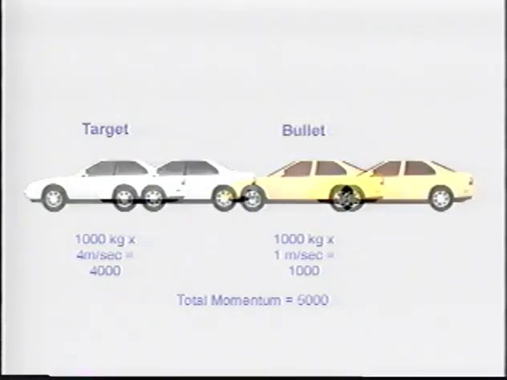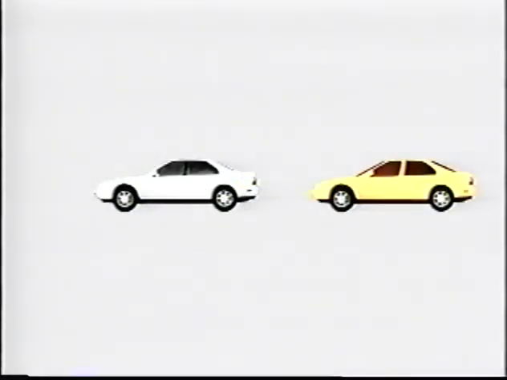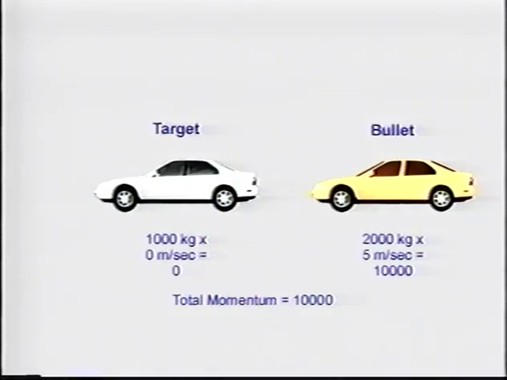Let's look at a different example, where the bullet vehicle has the same velocity as before, 5 meters per second, but weighs twice the target vehicle, or 2,000 kilograms. Instead of a momentum of 5,000, the bullet vehicle now has a momentum of 10,000. The target vehicle is again stopped and has a momentum of 0. So before the collision, we have a total momentum of 10,000.